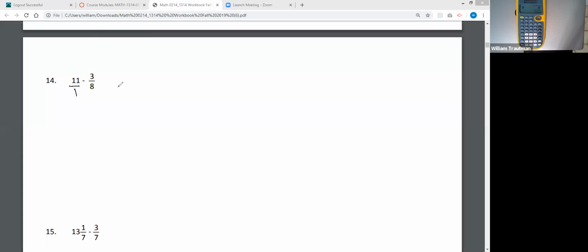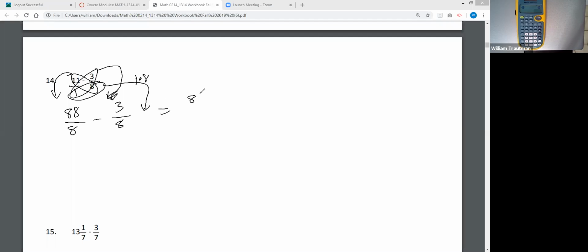So now I just go back. I have two fractions with different bottoms. I go to my steps and procedures for different bottoms. I'm going to create two new fractions with a subtraction between it. Multiply these two. 11 times 8 is 88. Multiply these two. 3 times 1 is 3. And then multiply the bottom. 1 times 8 is 8. And I get 88 minus 3 is 85.